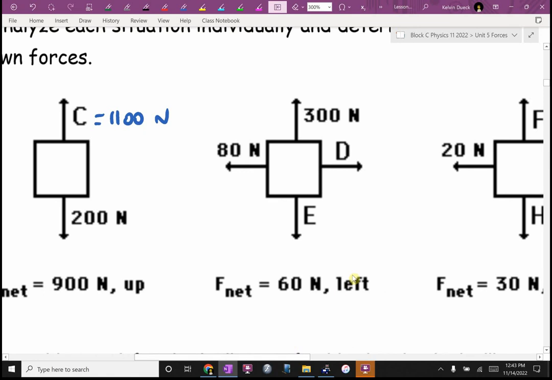Ryan, what's the net force in the next one, magnitude and direction? Ryan, what's the net force, magnitude and direction? Okay, how big must D be? Don't write this down. Is that correct? Would that give you 60 left? What would that give you?